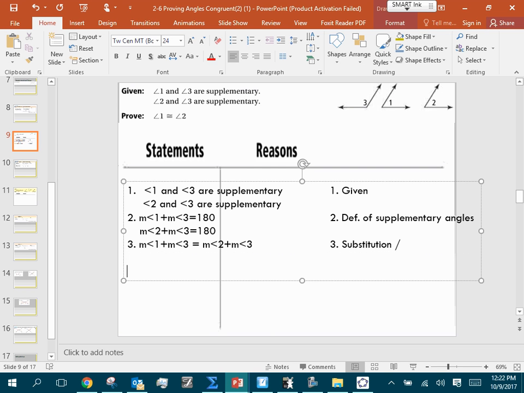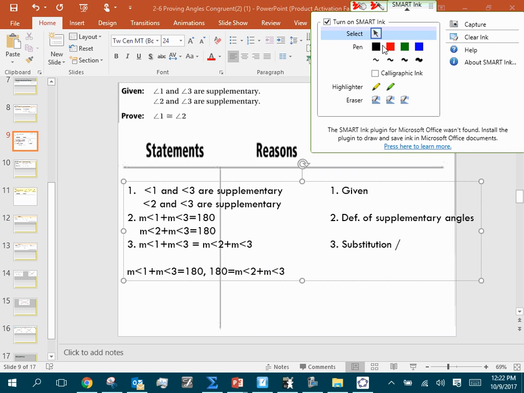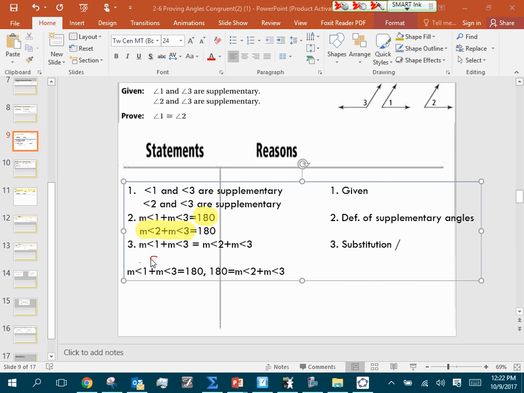Don't write this down right now. But could I say that measure of angle 1 plus measure of angle 3 equaled 180? But could I then say 180 equals the measure of angle 2 plus measure of angle 3? And now we've got, in this situation, this would have been an A idea here, or an A object. This is B. This is B. And that would have been C, right?